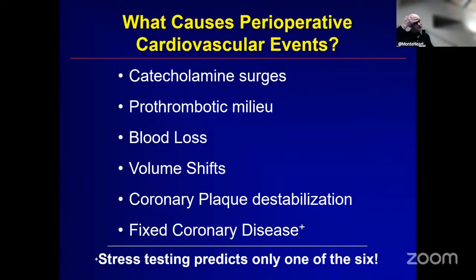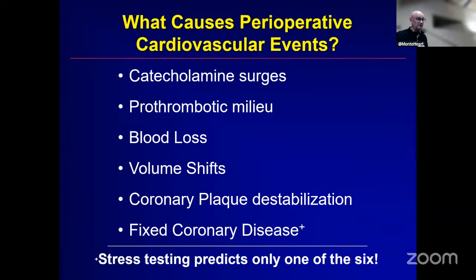So another notion I'd like you to think about is what causes perioperative events anyway? And I would submit catechol surges, a prothrombotic environment, blood loss, volume shifts, coronary plaque destabilization, and fixed coronary disease. Of the 6, stress testing can only find this one, right? I don't have a test that will predict plaque rupture, do you? And even the most healthy among you, if you bleed to a hemoglobin of 5, you may have a perioperative MI.